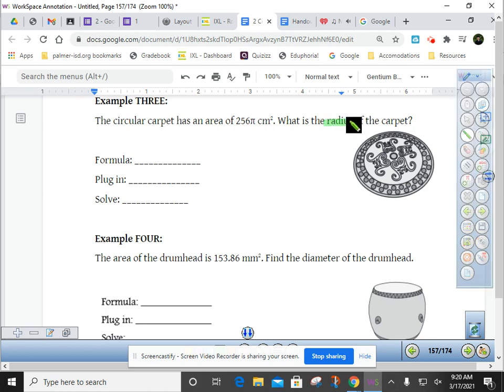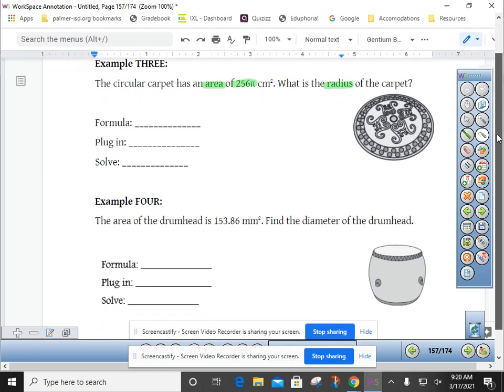What is it asking us for? The radius. What does it give us? The area. What is the area? 256 pi. Listen to me. The area is 256 pi. Are you listening? The area is 256 pi.